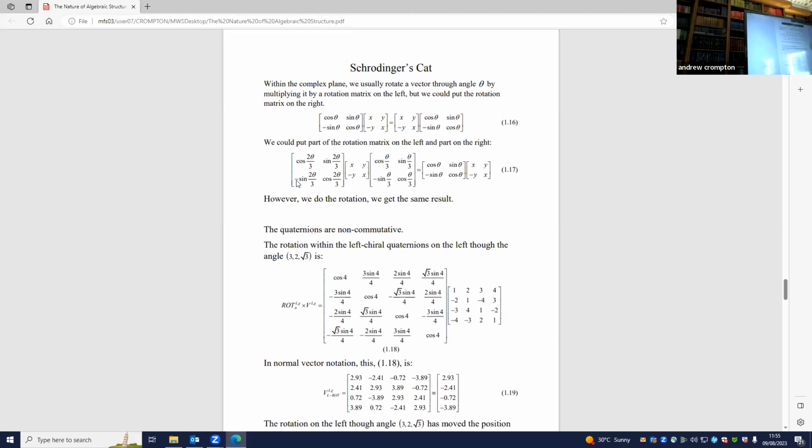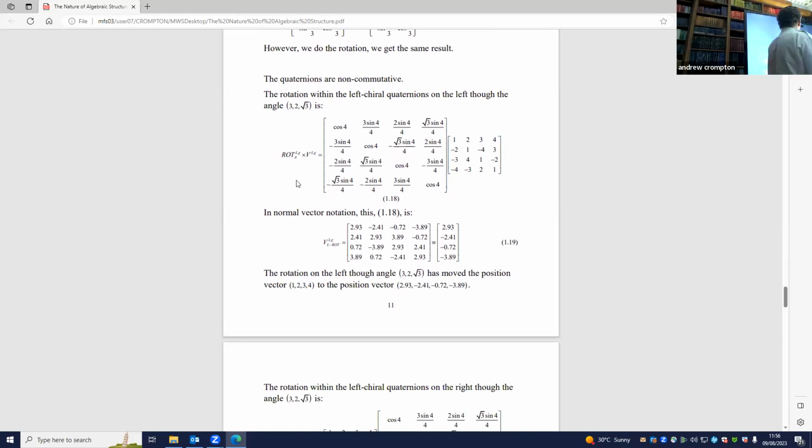It's within the non-commutative, it's within the quaternions. Here is what I'm going to do. I'm going to do a rotation in the complex plane. The complex numbers are commutative. If I put the rotation matrix on the left, I get exactly the same as if I put the rotation matrix on the right. I can split the rotation matrix into a third and two thirds, front and back, and I still get the same answer because everything's commutative. The quaternions are non-commutative.